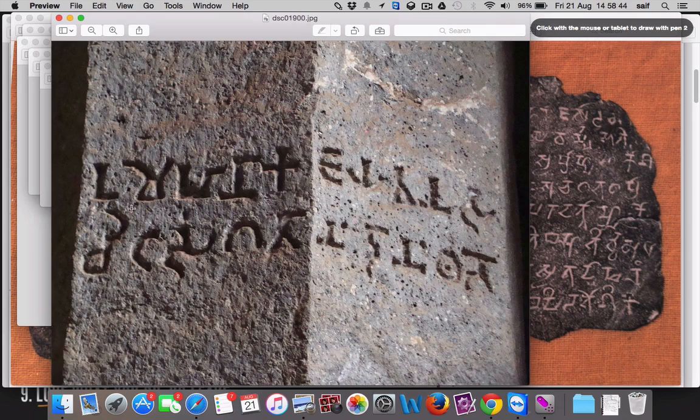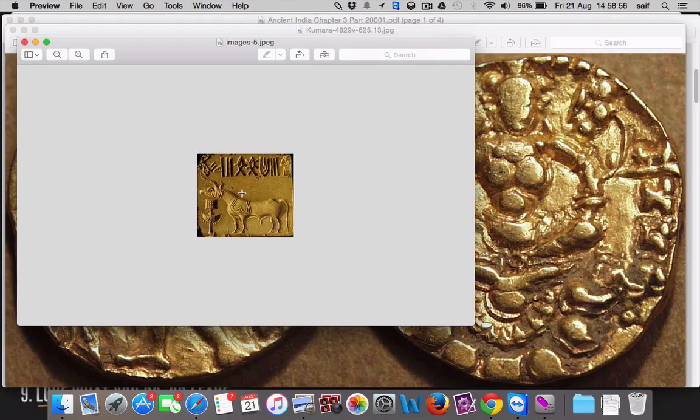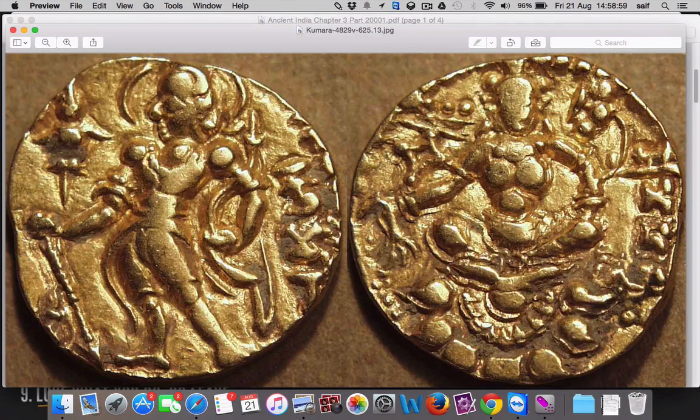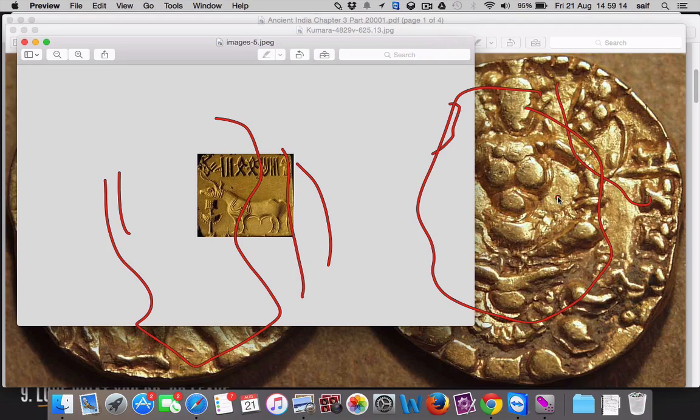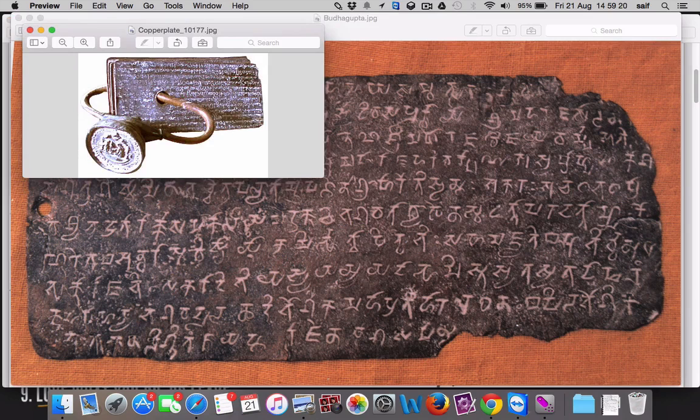As you can see, on a big stone the inscription has been done from both sides, and some inscriptions are also like this. This one is the coin inscription. Okay, but the data will be very limited up to here and here. This is also a pictorial representation of the goddess. And this is the copper plate inscription.